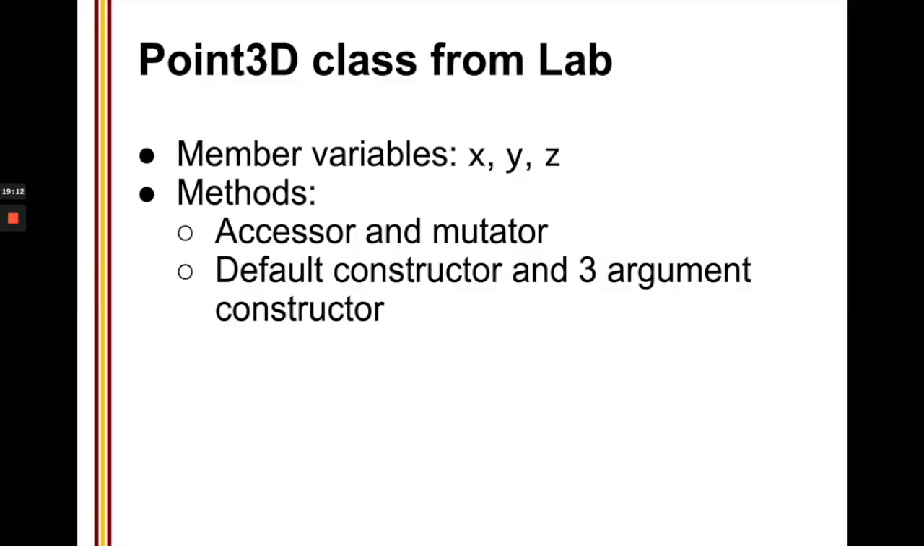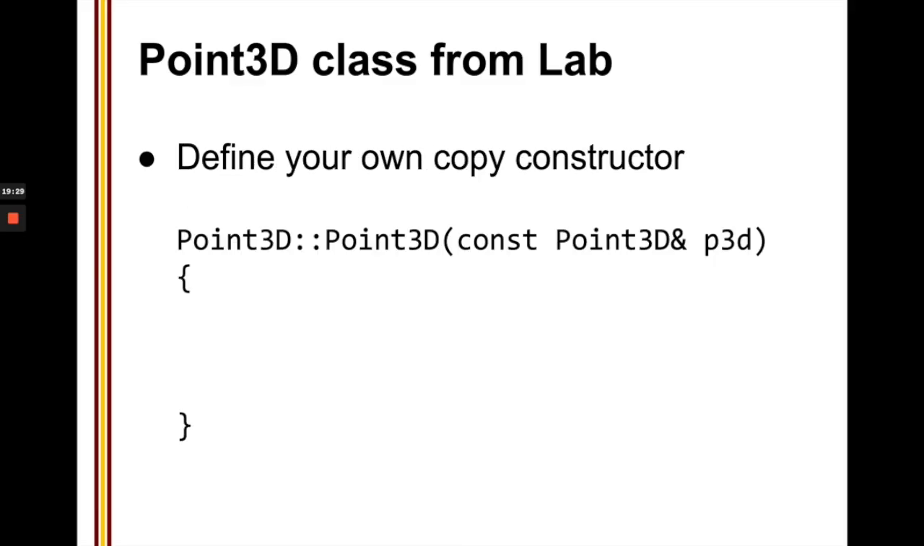Let's get another practice creating another copy constructor. The point3D class from the lab. We had these member variables. We had our accessors and mutators. We had a default constructor and a 3-argument constructor. Let's define a copy constructor. So go ahead and pause the video. Take a moment. It should be 3 lines of code. Don't overcomplicate it. And then we'll go over it here in a second.